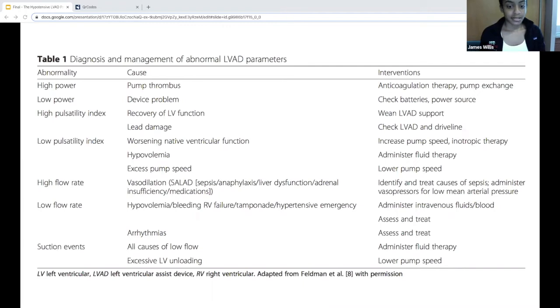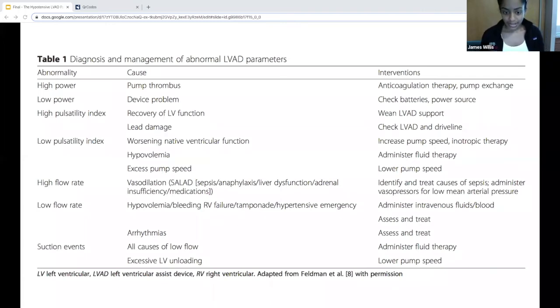Excess pump speed, so maybe the RPMs are turned up too high for the patient. It's emptying the heart way too fast. You want to turn the RPMs down. High flow rate happens with anything that causes vasodilation, like sepsis and anaphylaxis, which you will work up and treat accordingly, and use vasopressors like Levophed if needed.